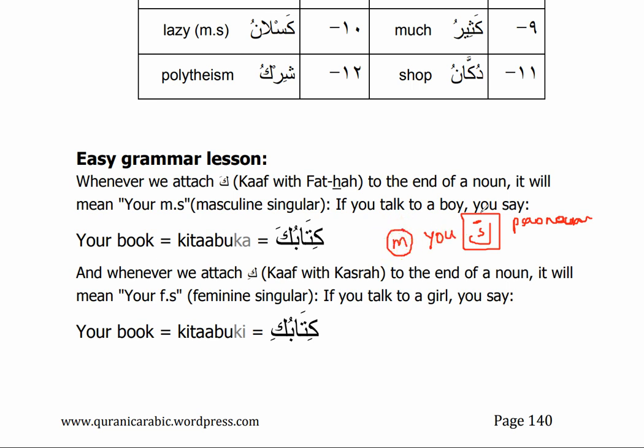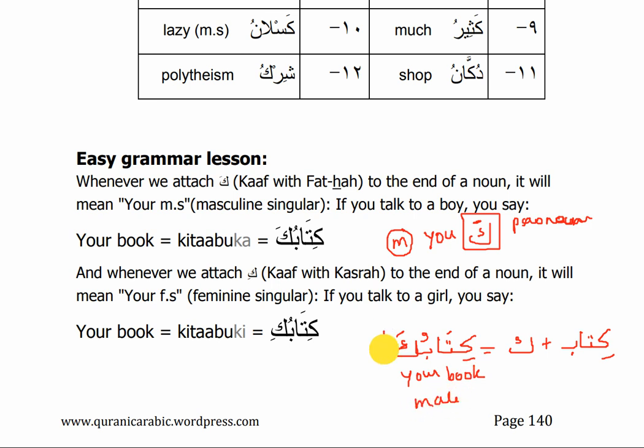So when you attach this pronoun with the word kitab, the word kitab is book. Now when you add this noun with this pronoun kaf fatha, that means male you. So that means you are saying kitabuka, attaching the damir with the noun. Kitabuka means your book. You're saying your book. And to whom are you saying? To the male person in front of you.